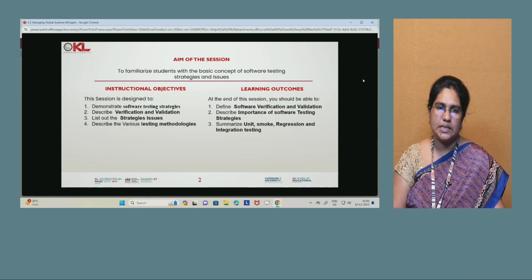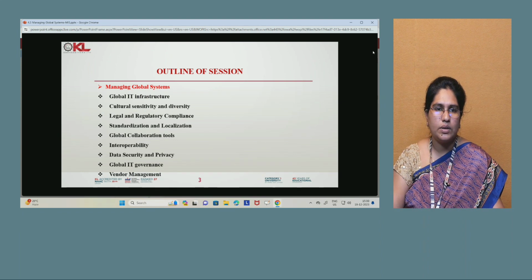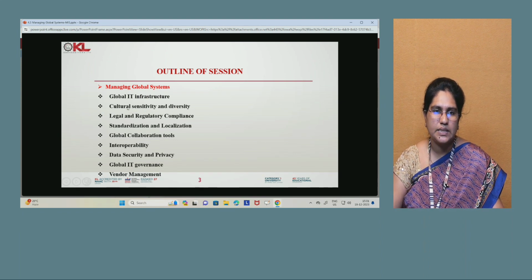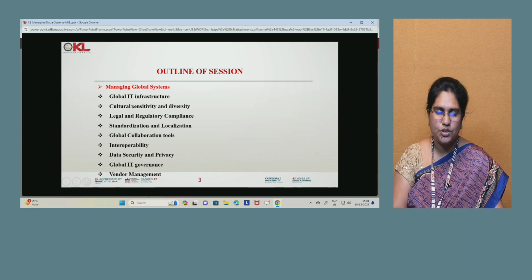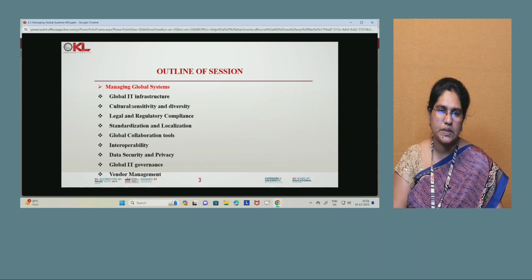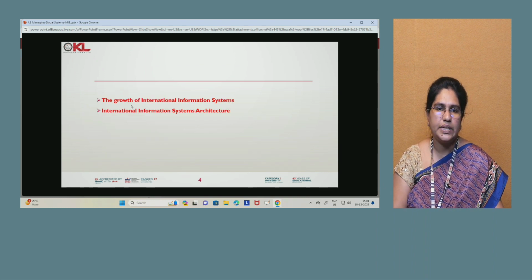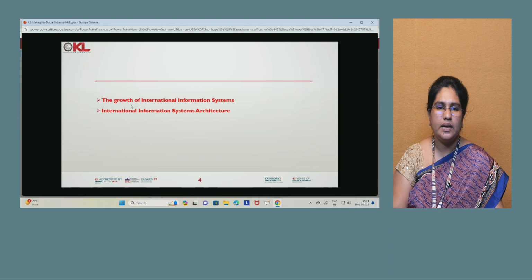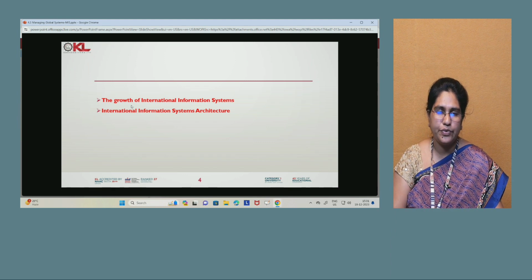What is it? And these are the outlines of this particular session. These are the outlines which we are going to discuss in this section. So the growth of international information systems and information system architecture are also going to be discussed.